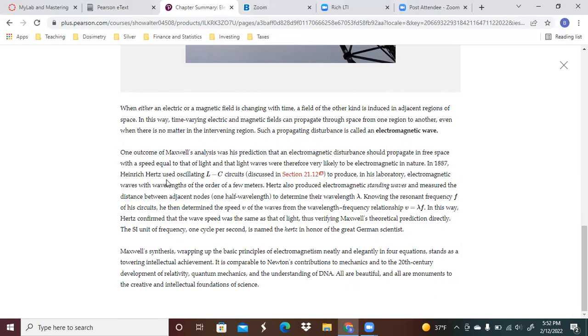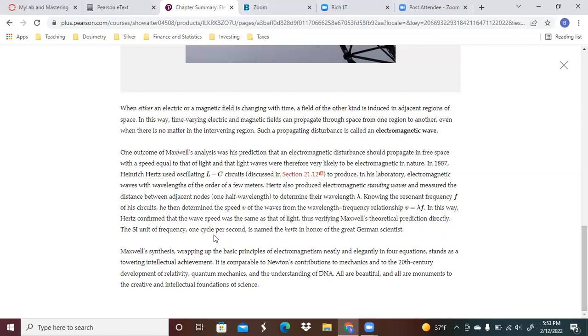So in 1887, Heinrich Hertz used oscillating LC circuits, which we've discussed in a couple of chapters back. Using those, he produced in his laboratory electromagnetic waves with wavelengths of the order of a few meters. Hertz also produced electromagnetic standing waves and measured the distance between adjacent nodes to determine their wavelength. Knowing the resonant frequency of his circuits, he then determined the speed of the waves from the wavelength-frequency relationship, and so Hertz confirmed that the wave speed was the same as that of light, and that verified Maxwell's theoretical prediction directly. That's a pretty outstanding method to make that determination.